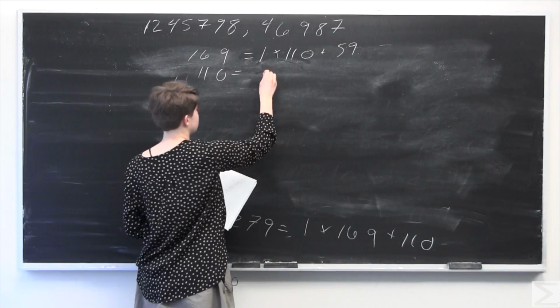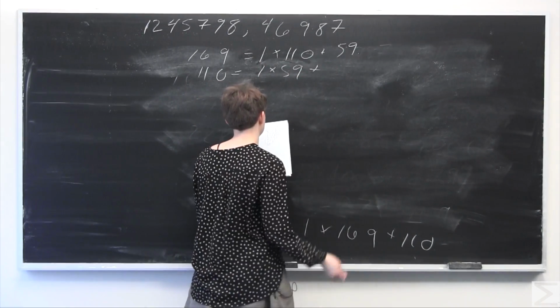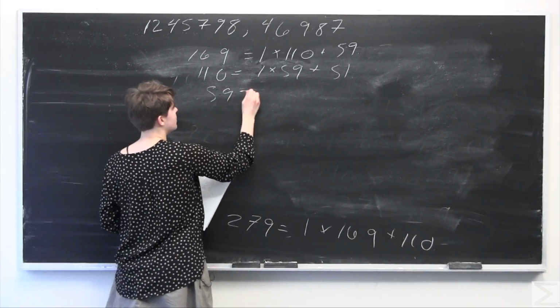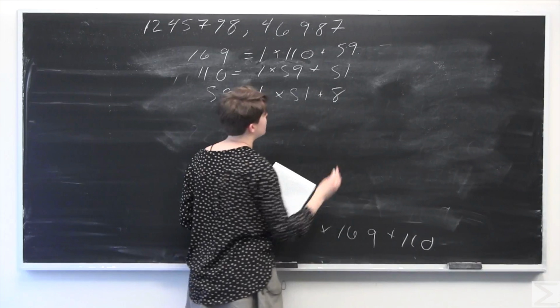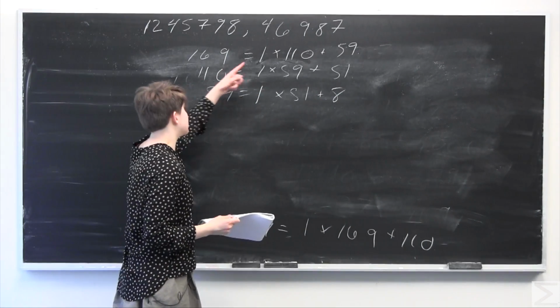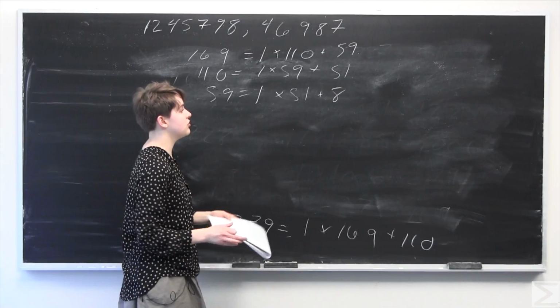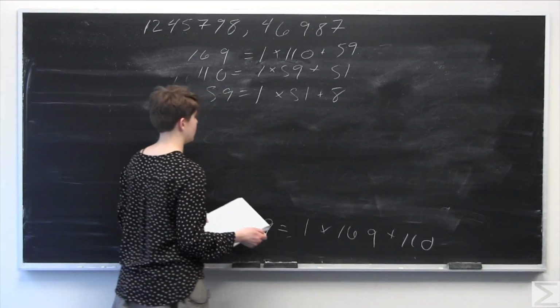110 is equal to 1 times 59 plus 51. And then 59 is 1 times 51 plus 8. As you can see, this process is really long because we're just doing 1 times for several steps in a row. Normally the Euclidean algorithm will go much faster than this, but this problem is particularly thorny.